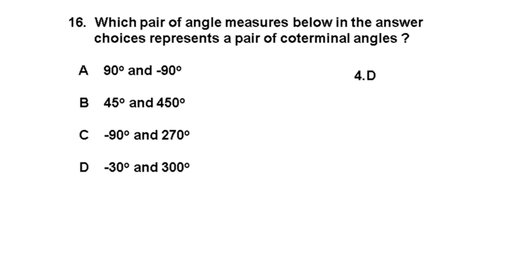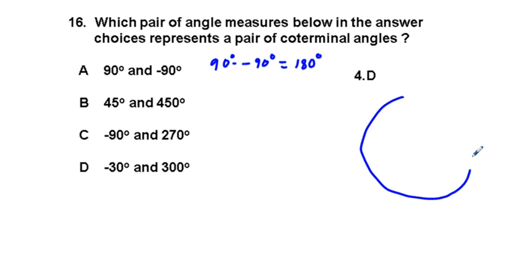Next, 16. Which pair of angle measures below in the answer choice represents a pair of coterminal angles? Basically, you're looking for angles that are 360 degrees or 2 pi radians apart. And so if we take 90 minus negative 90, we're going to get 180 degrees. And these would not be coterminal angles.